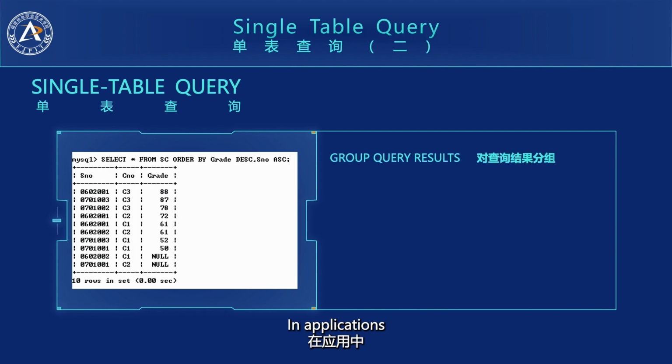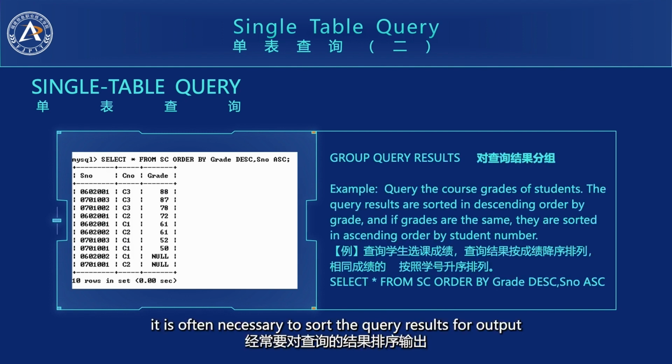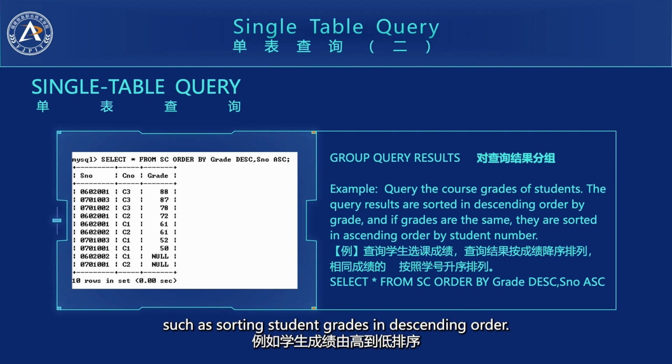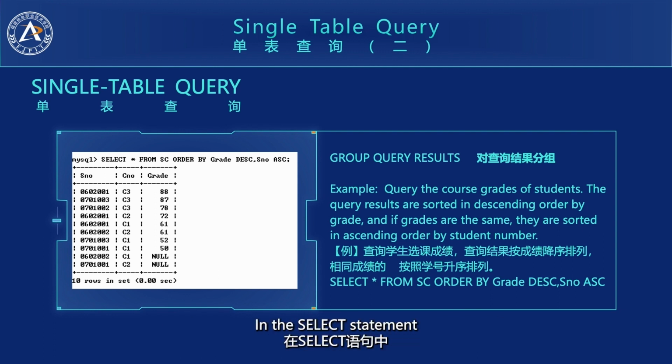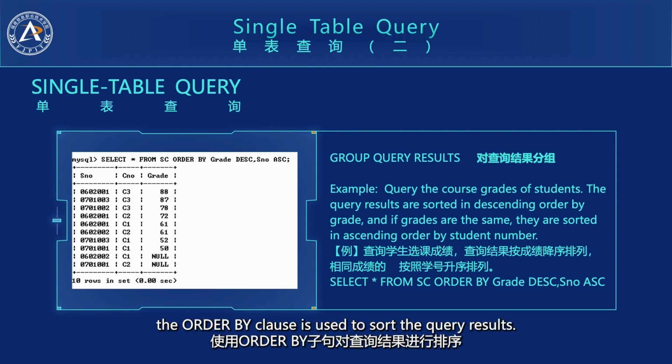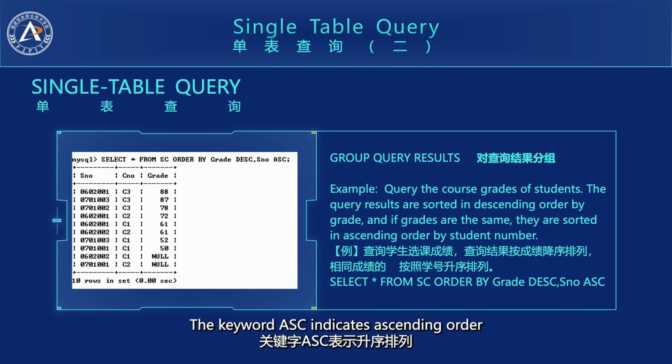In applications, it is often necessary to sort the query results for output, such as sorting student grades in descending order. In the select statement, the order by clause is used to sort the query results. The keyword ASC indicates ascending order, while desc indicates descending order. For null values, if sorted in ascending order, tuples with null values will be shown last. If sorted in descending order, tuples with null values will be shown first. If no sorting order is specified, the default order is ascending.